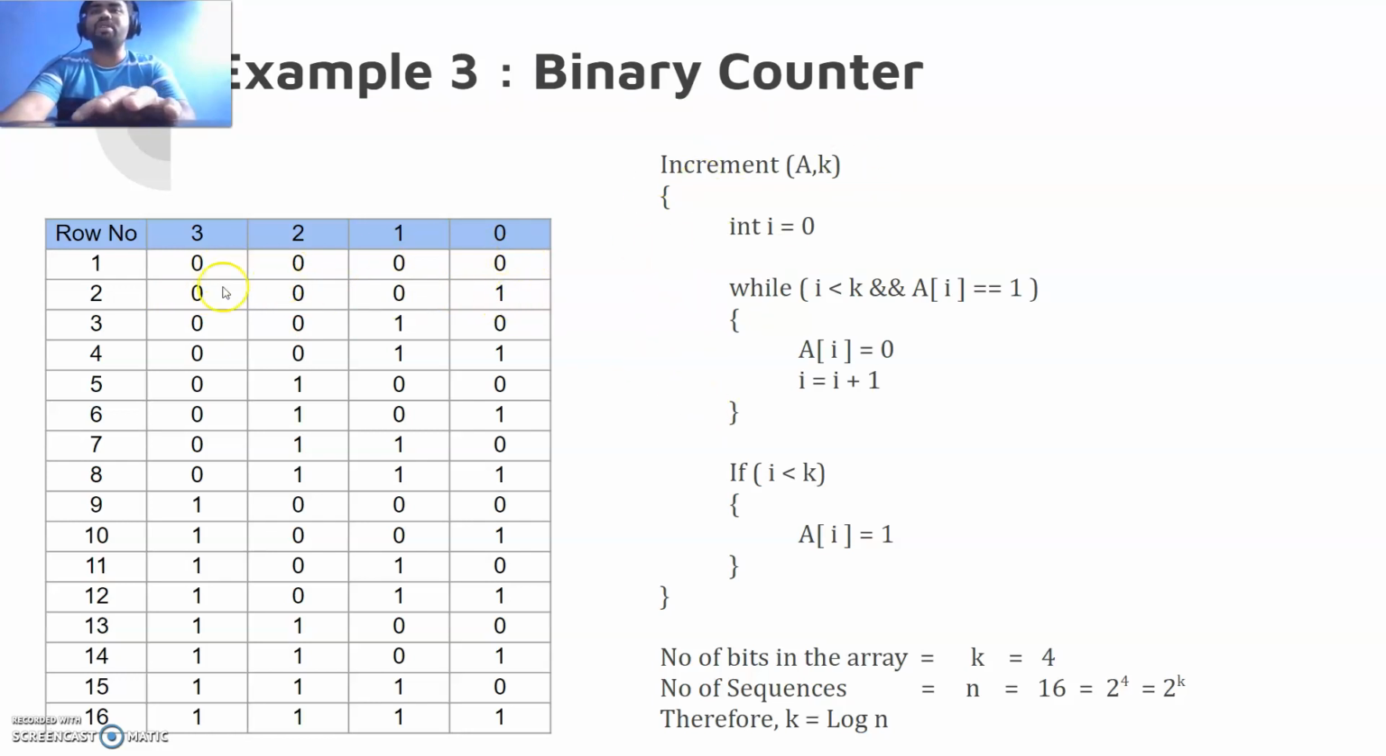Similarly, when I pass the second row as an array to the increment function, what happens? I start again from I equal to 0, and I is surely less than k. If I encounter a of I equal to 1, what do I do? I convert it into 0, and then I increment the I operator. So you can clearly see as 1 was encountered, this 1 was converted into 0, and I got incremented to the next position.